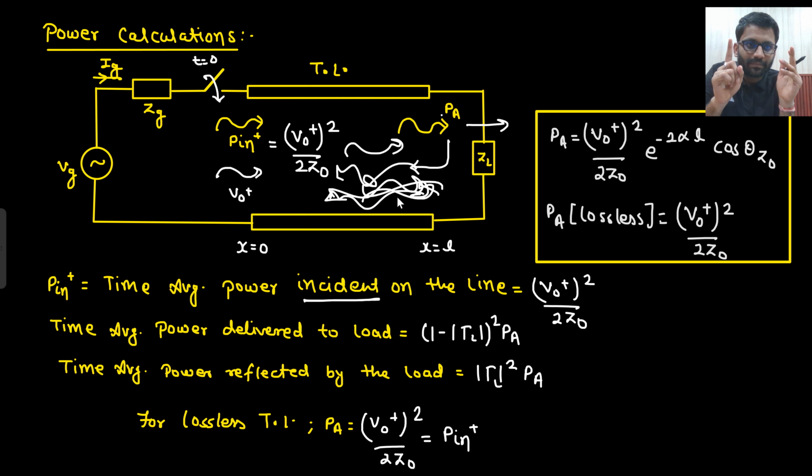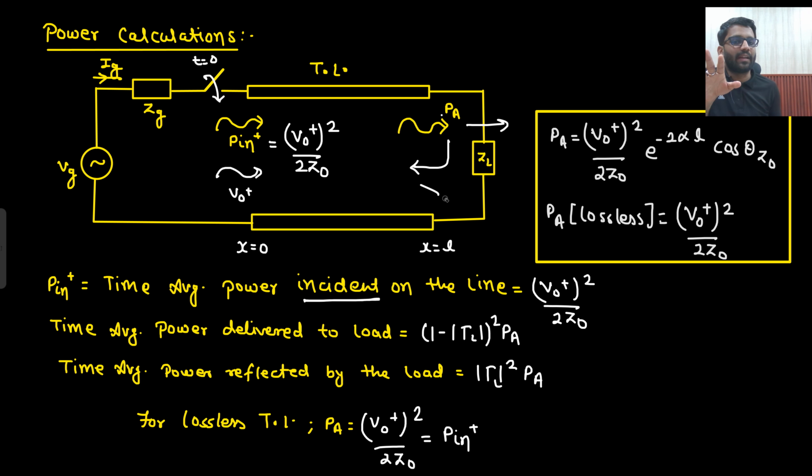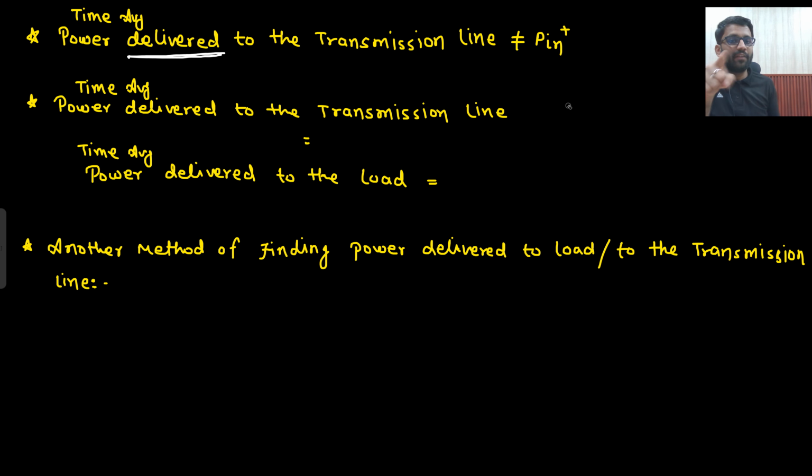There are two terms. One is the power incident on the transmission line. That means I am only talking about V0 plus. That's it. There is nothing else. Just as you close the switch, power will be incident on the transmission line. But if I am talking about the total power delivered to the transmission line, that means I am talking about all reflections and incidents in action. Like V0 plus would be coming, gamma L V0 plus, gamma L gamma G V0 plus, everything I am taking into action. That means it is the steady state power which has been delivered to the transmission line.